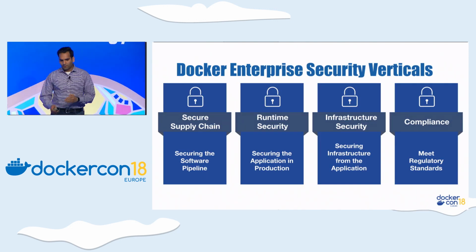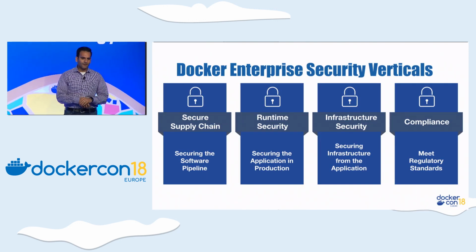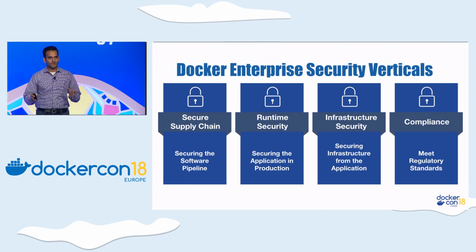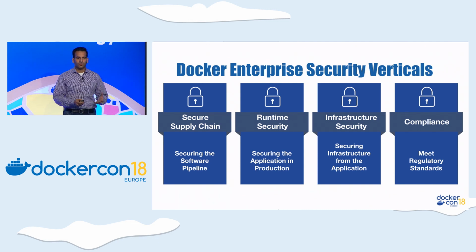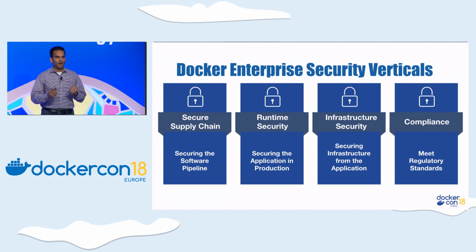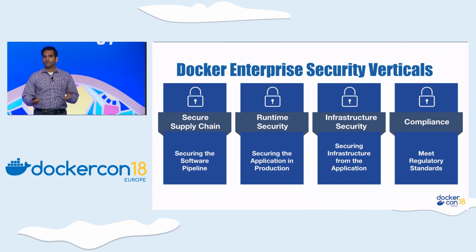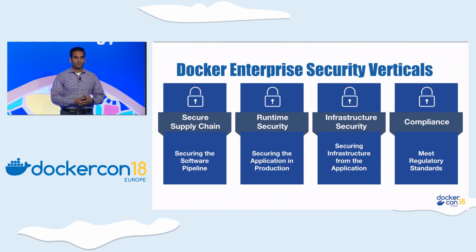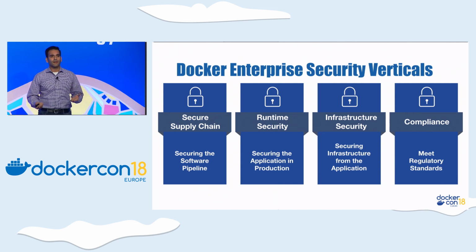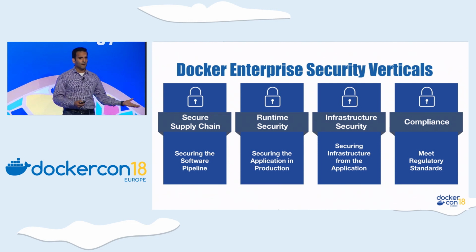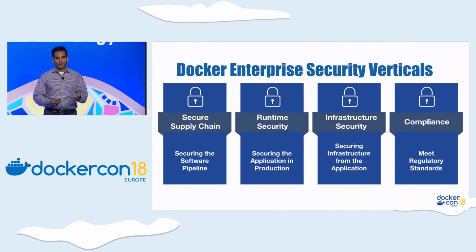So when we look at security here at Docker, we want to categorize it across four main areas. When we talk to customers, they are trying to provide security around these four main verticals. The first one, and many of you are familiar with it, is the secure supply chain. Basically securing the application in the Docker image as it moves from the developer desktop across your CI/CD pipeline.